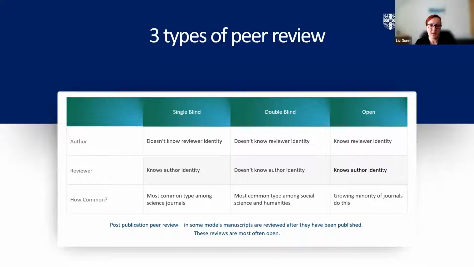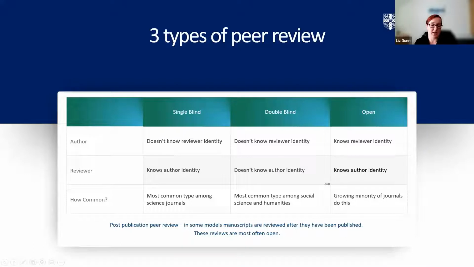Double blind peer review is very common amongst social sciences and humanities, and that's where neither the author nor the reviewer is aware of each other's identities. And also open peer review, where authors and reviewers are both aware of the other's identities. And in this case, in some journals, the reviewer's reports are published alongside the article, so readers can view the reviewer's reports as well as the article itself.